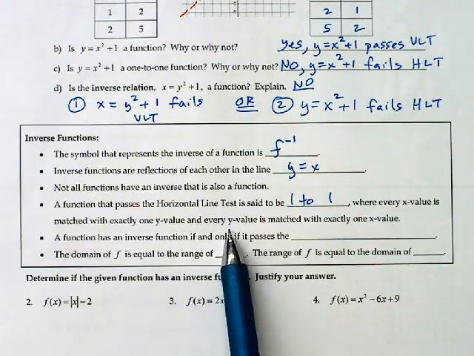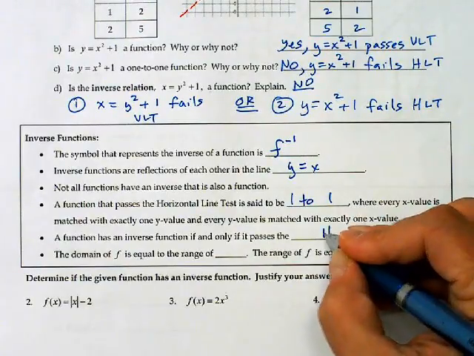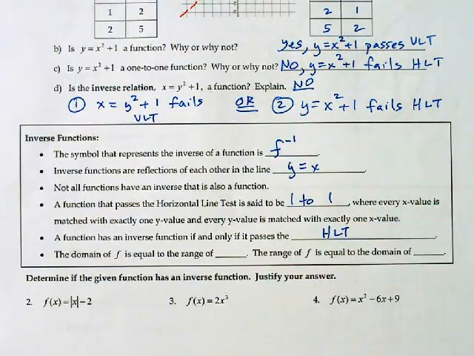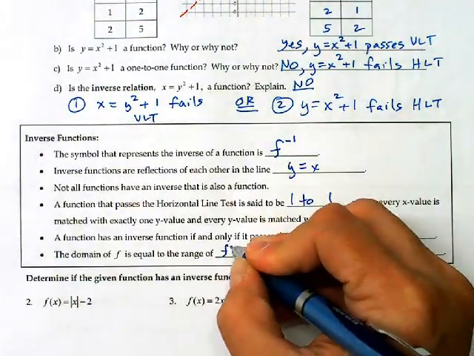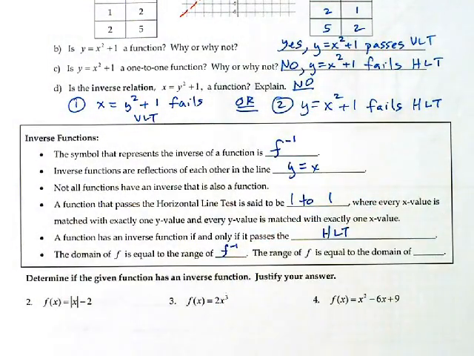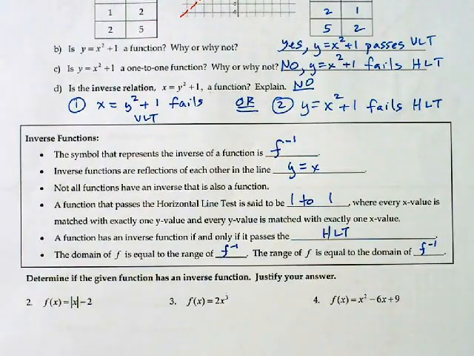Every y is matched with exactly one x. A function has an inverse if and only if it passes the horizontal line test, as we witnessed up above. And one last thing to point out, the domain of f will be the range of the inverse, and the range of f is going to equal the domain of the inverse. When you switch x with y, you switch vertical and horizontal, you switch domains and range.